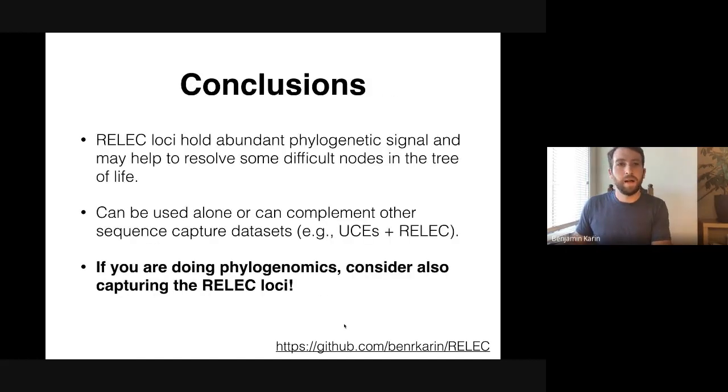So to finish up here, Relic loci hold abundant phylogenetic signal and may help to resolve some difficult nodes in the tree of life. They can be used alone or can complement other sequence capture data sets. For example, UCEs and Relic would be a really powerful combination with lots of phylogenetic signal. So if you're doing phylogenomics, consider also capturing the relic loci.